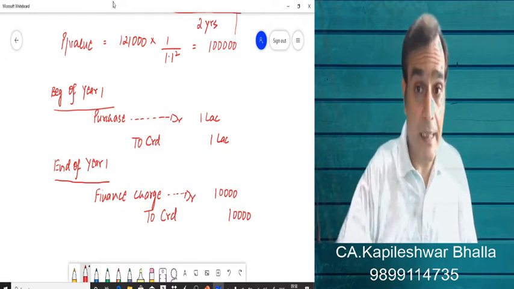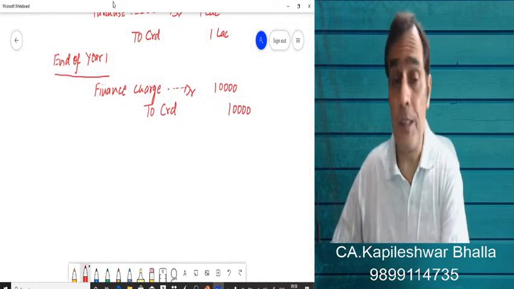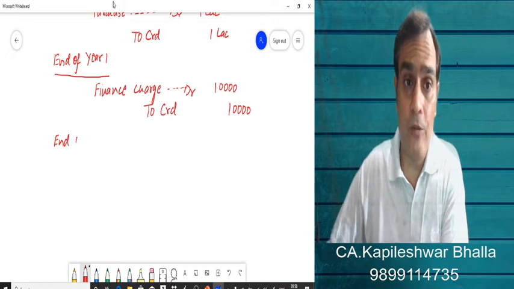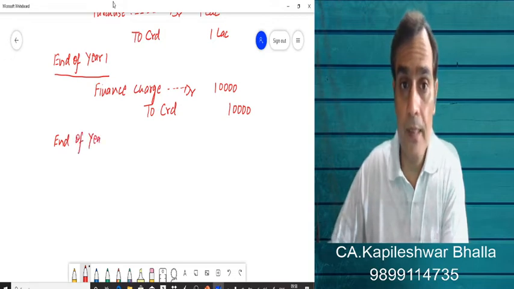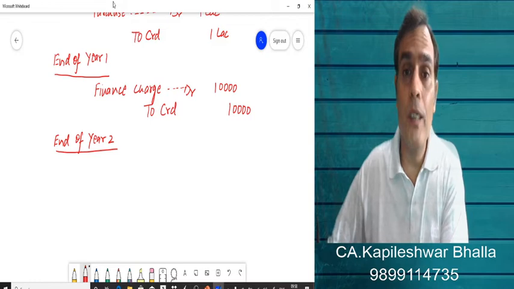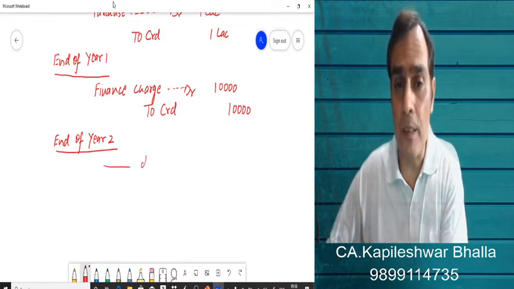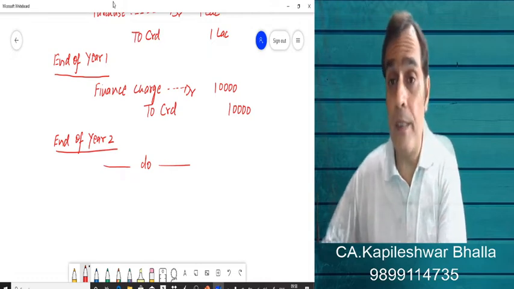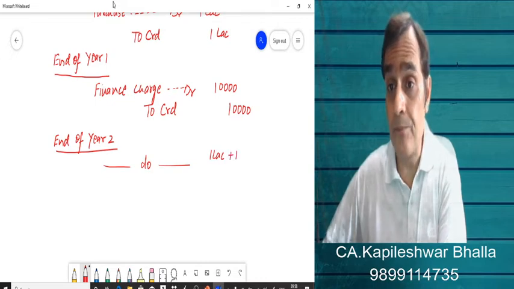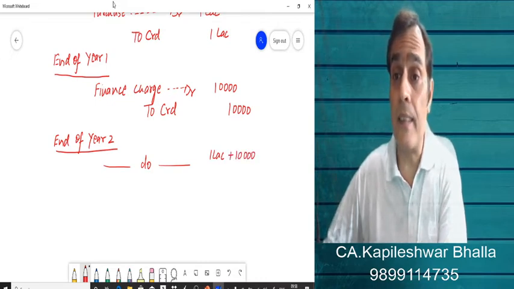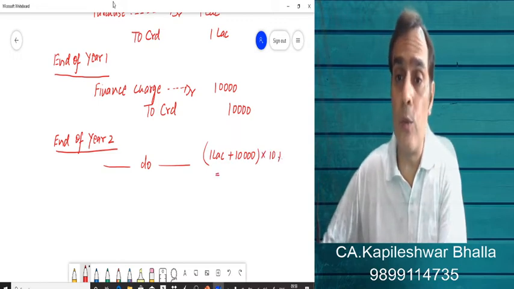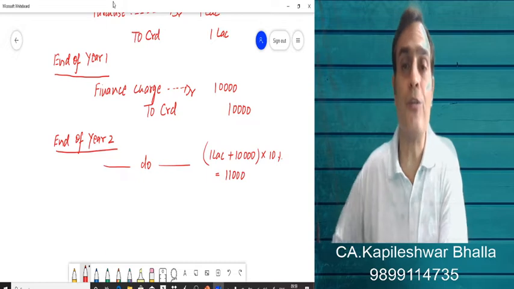Now, a similar entry would be done at the end of year two as well, but of course with a different amount. So what are we going to do at the end of year number two? At the end of year number two, we'll do the same entry. Let me just put it like this, saving a little time on that. So now when you calculate the interest, you need to calculate the interest on the total outstanding 1 lakh rupees plus the 10,000 interest. You take a 10% on the total outstanding and that works out at 11,000.